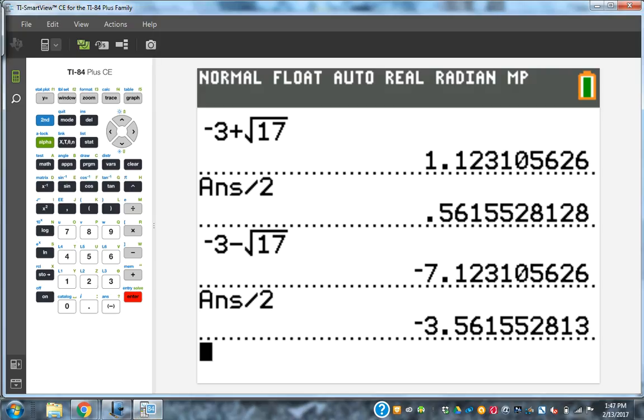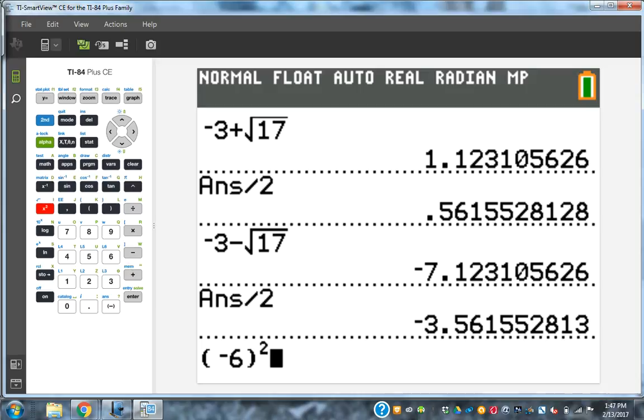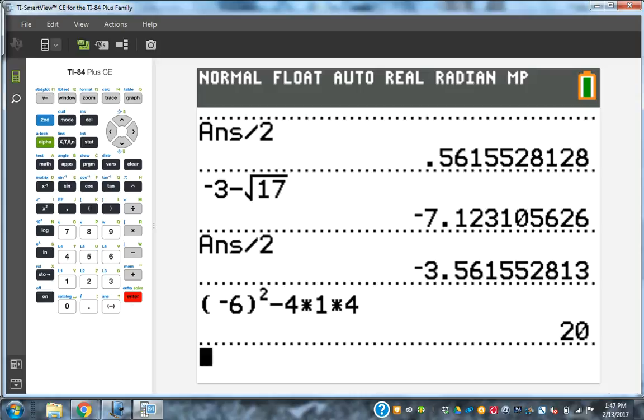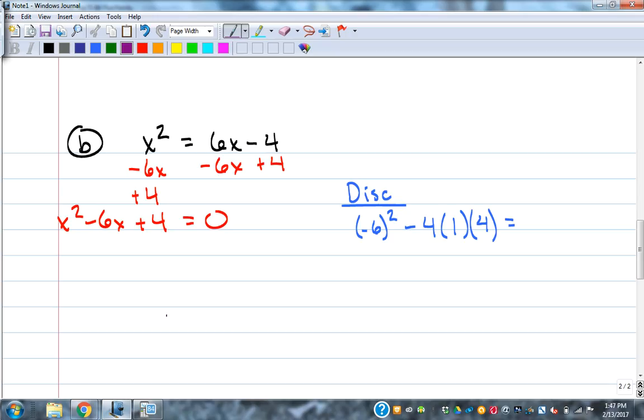If you're going to type that into the calculator, be sure to use parentheses with the squaring part, because if you don't, it's going to give you the wrong answer. It's going to work it exactly how you typed it, order of operation style. So I'm going to get 20 for the discriminant, which tells us that we have what kind of answers? 2 real solutions. All right.